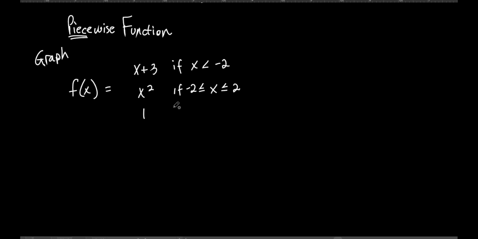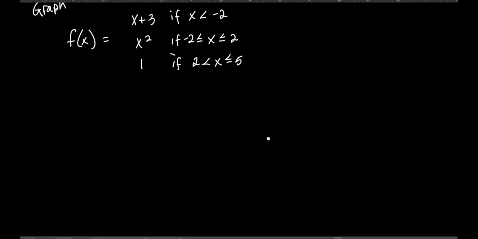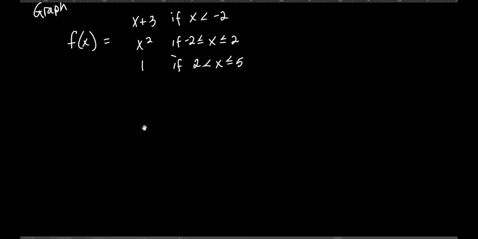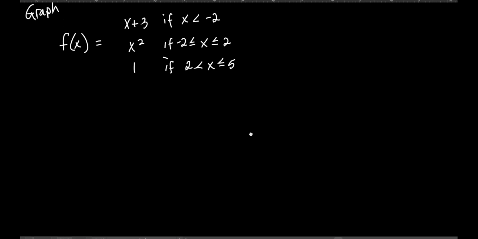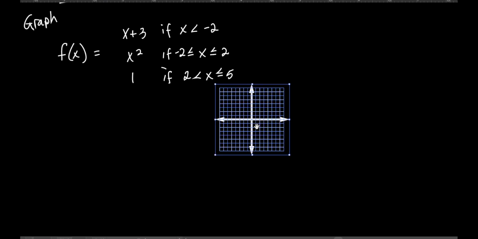And same thing with this. They restrict x is between 2 and 5, but it does not include 2. It's not less than or equal to, but it does include 5. All right, so this is kind of weird, but they're just getting you used to this piecewise function. So let's grab this so we have a nice graph to put it on.